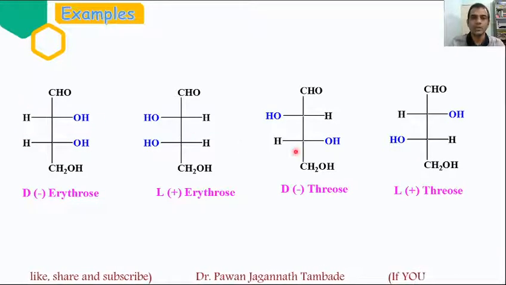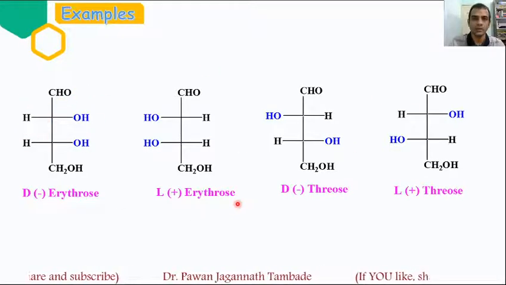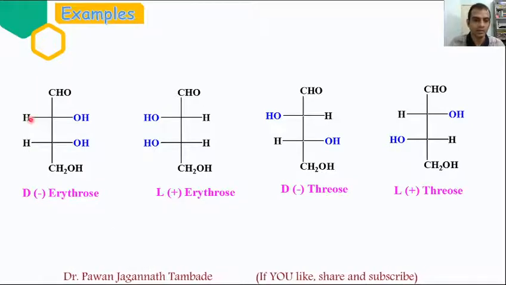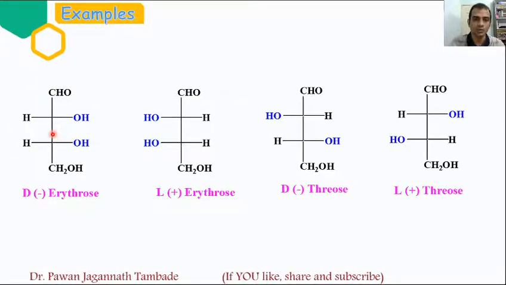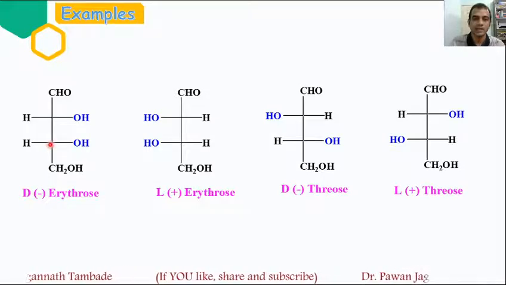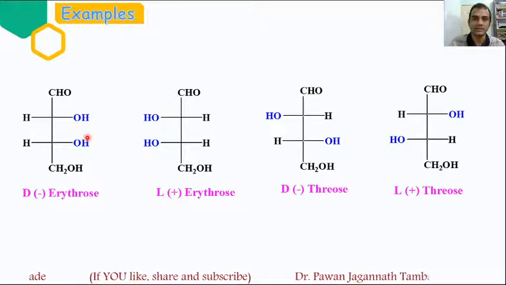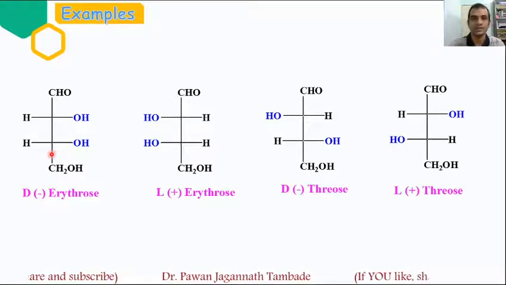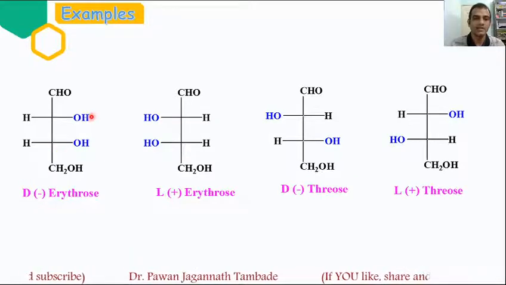Now, I already wrote the structures and their names as well. The only thing is you need to look at the structures carefully and identify each and every parameter. If you look at this D-erythrose, the D indicates that the bottom chiral carbon has OH on the right hand side, and erythrose says that these two similar groups on neighboring chiral centers must be on the same side. This is D-erythrose.